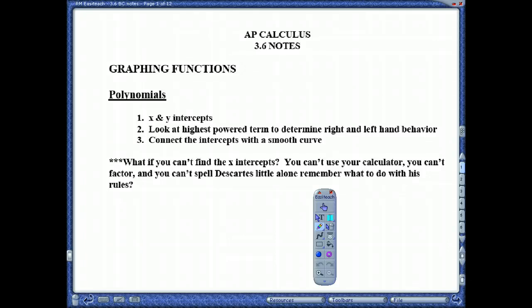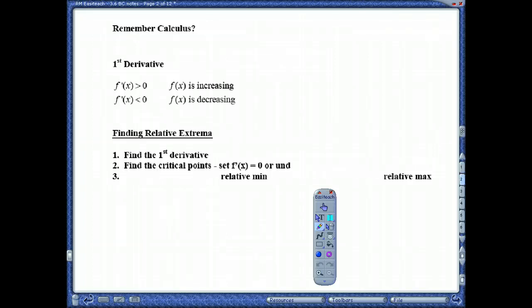The first thing we look at is our polynomials. We usually look at the x and y intercepts. We look at the highest powered term to determine right, left-hand behavior. We connect the intercepts with a nice smooth curve. The problem is, usually if it's in function notation, we have no problem finding the y-intercept. The x-intercepts can be very difficult to find if they don't factor, if you can't use your calculator. Oh my gosh, there was that Descartes' rule of signs. Yeesh, we don't remember. So we have other techniques we will need to use.